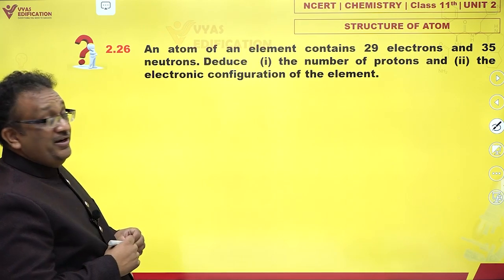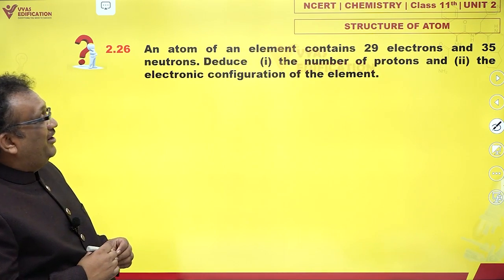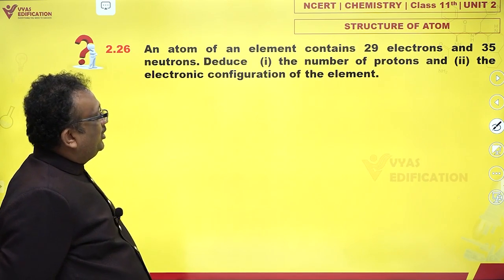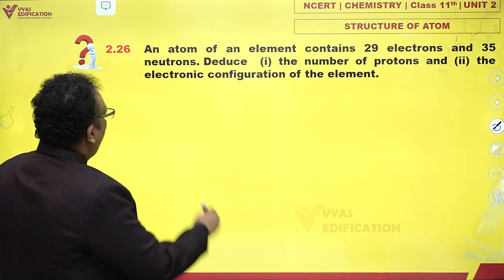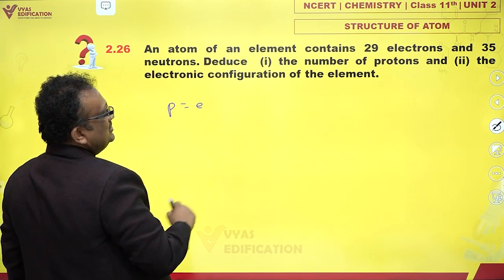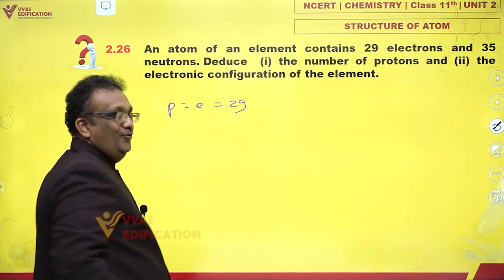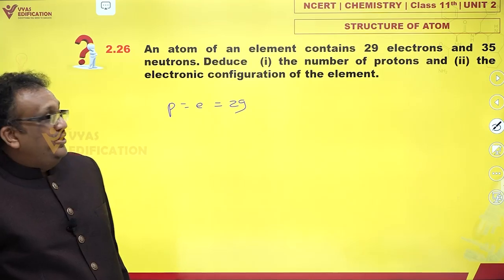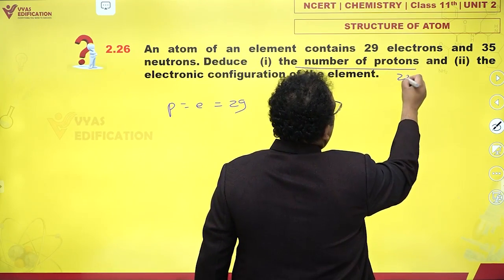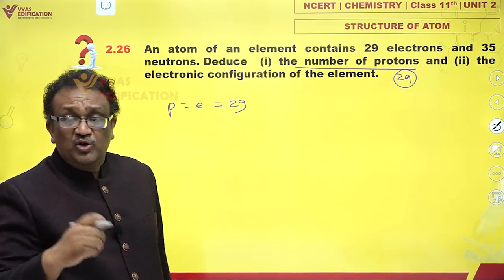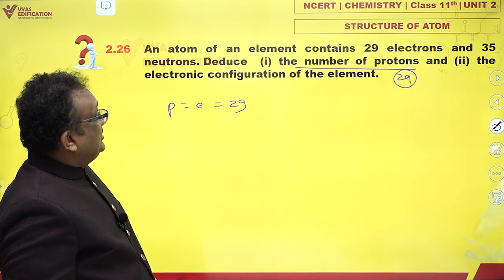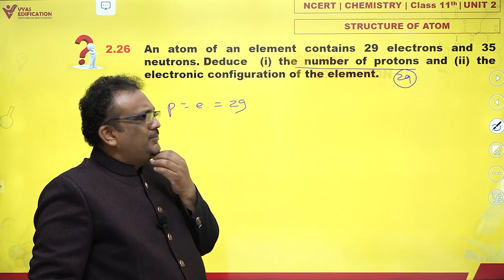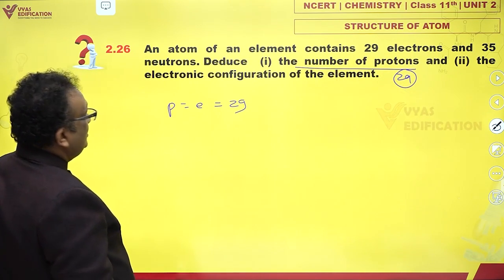An atom of an element contains 29 electrons and 35 neutrons. Deduce the number of protons and the electronic configuration of the element. Now, the number of protons is equal to the number of electrons, which is 29. So, the number of protons is 29. We have one answer, because an atom is neutral, so the number of electrons must be equal to the number of protons. And secondly, the electronic configuration of the element. What is the electronic configuration?